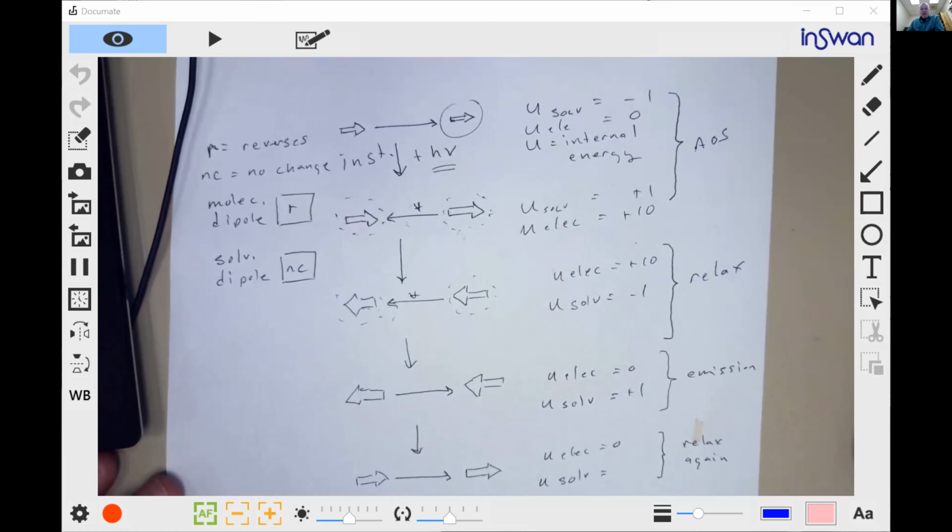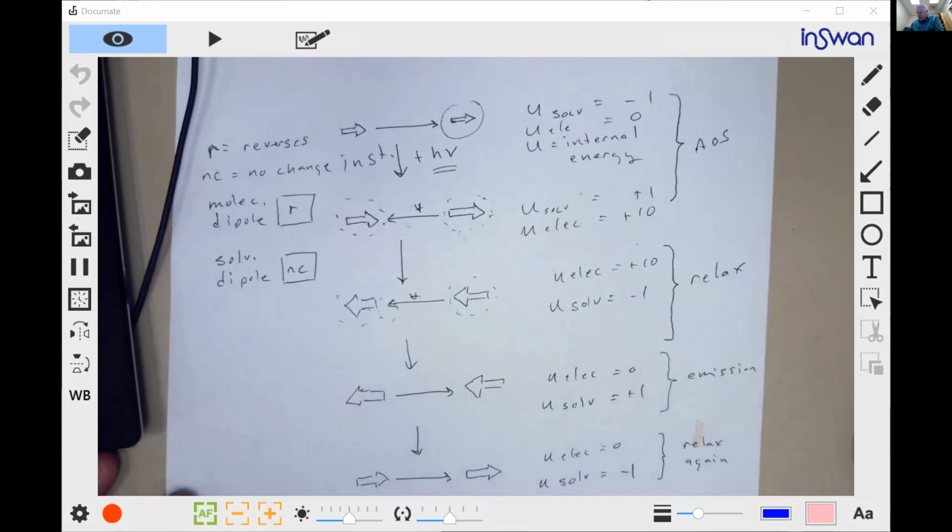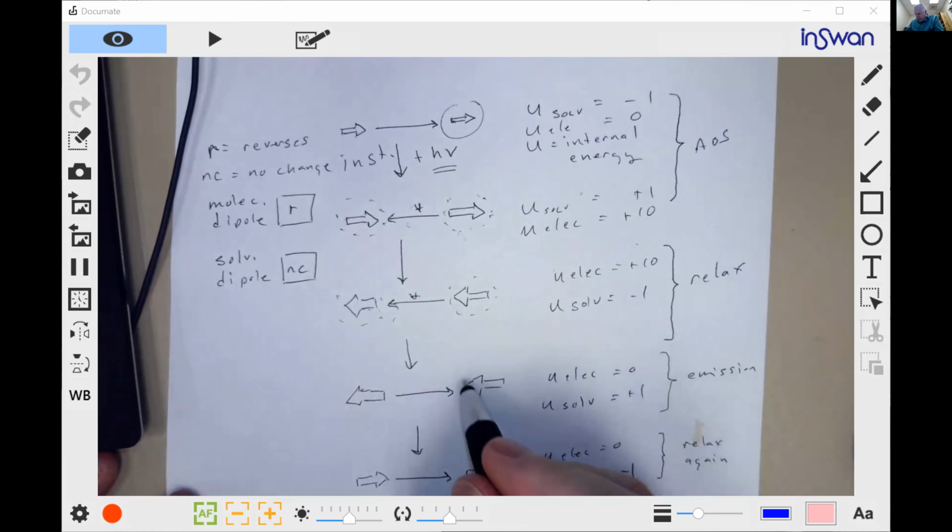Okay. So U solvation now equals what? Anybody but Cindy, Casey, Mina, or Nicholas. That means Dylan. Negative one. Very good. Excellent. Minus one. Exactly. This interaction is plus one. This interaction is minus one.